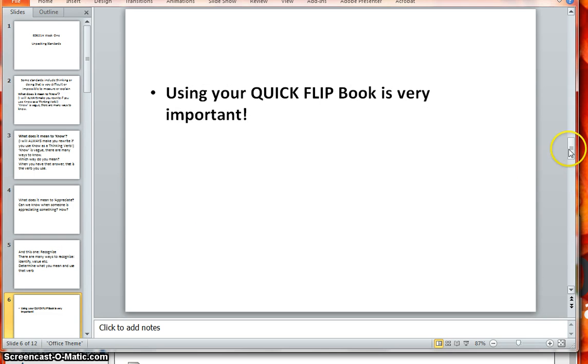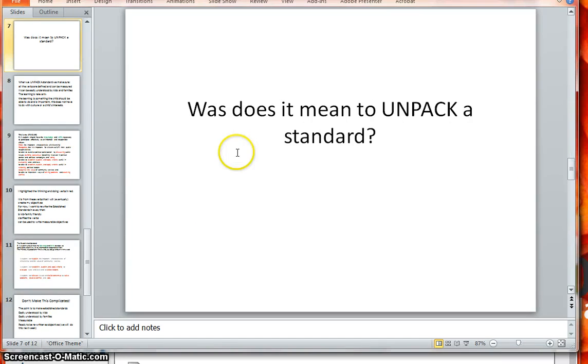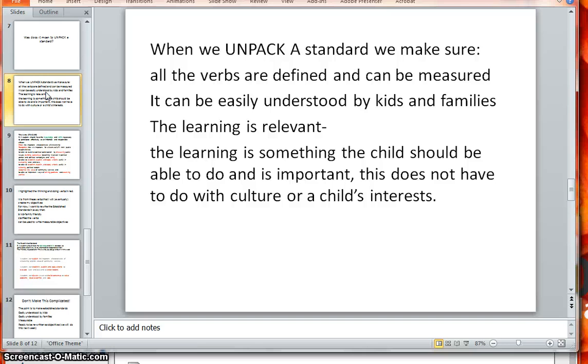And this is where using your quick flip book comes in very handy. So your task for right now is to unpack a standard. So what does that mean? When we unpack a standard, we want to make sure that the verbs are defined and can be measured.